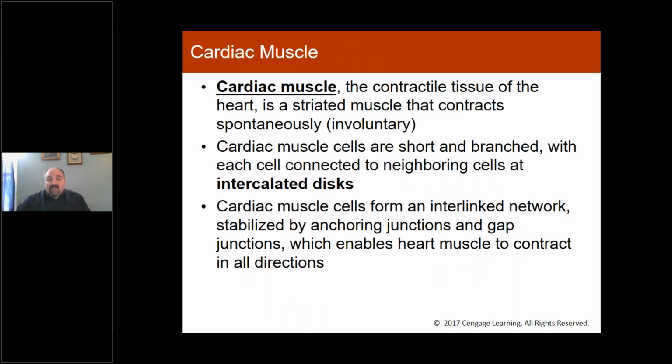Cardiac muscle, one of the ways that we are able to determine that it's cardiac muscle under histology, looking at slides with microscopes, is that cardiac muscle cells are short and branched. So they're different than the skeletal muscle. They're branching, and each cell is connected to neighboring cells at the intercalated discs. And I would like to show you that.